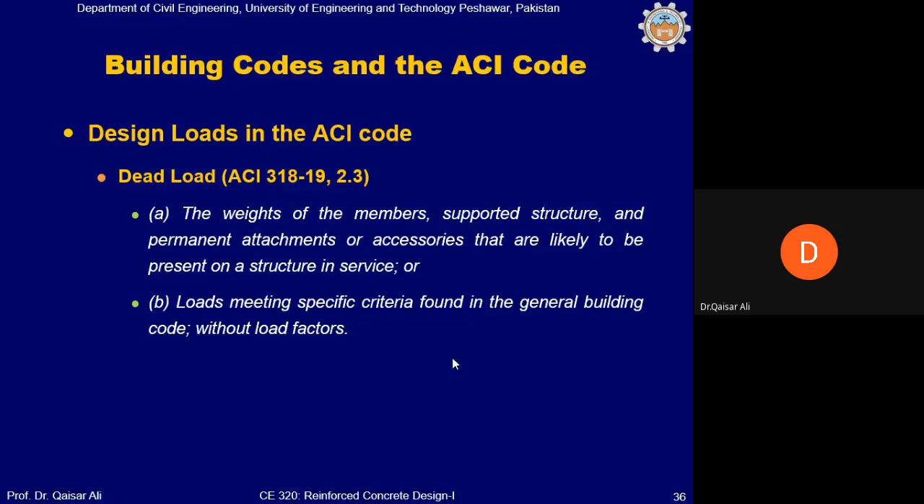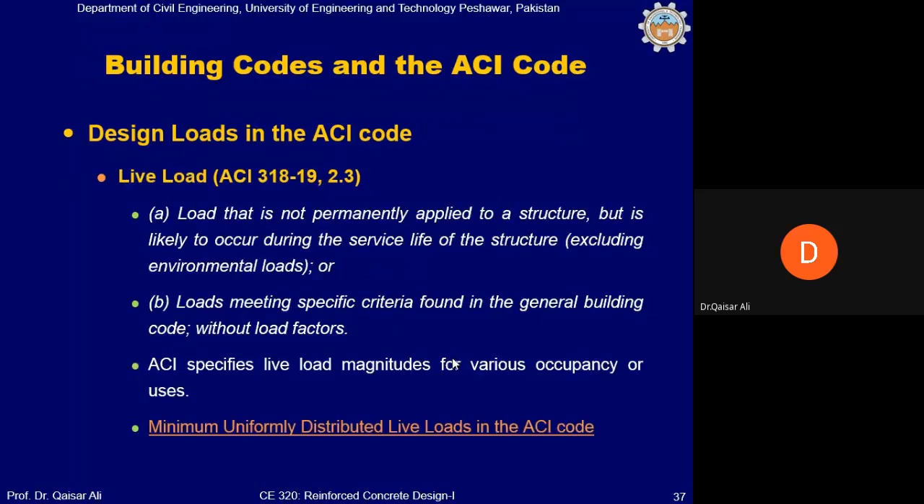Again, this is section 2.3. You can go through this yourself. This is nothing new, but as I explained earlier, the same thing is being written here. Live loads are those loads which will vary with time. You can go through this. I will just share with you the minimum uniform distributed live loads in the ACI code from a table.